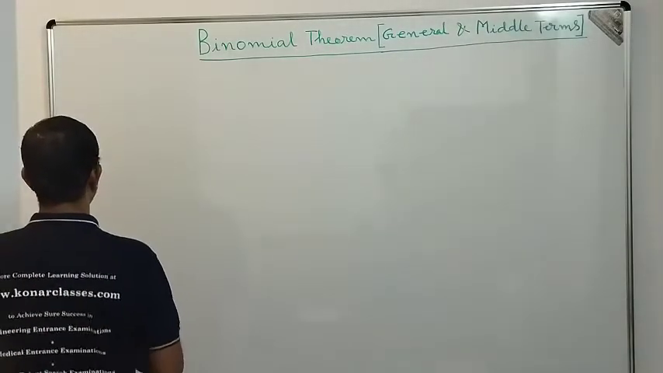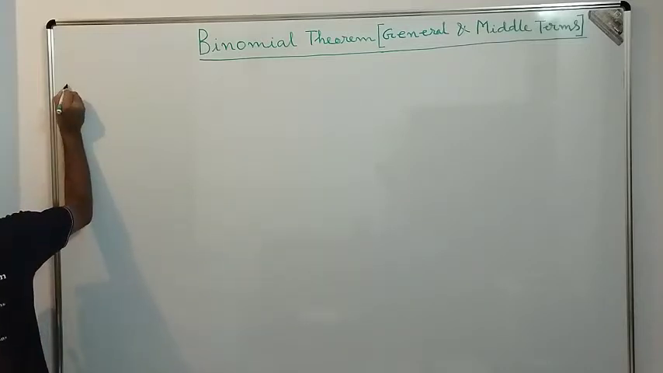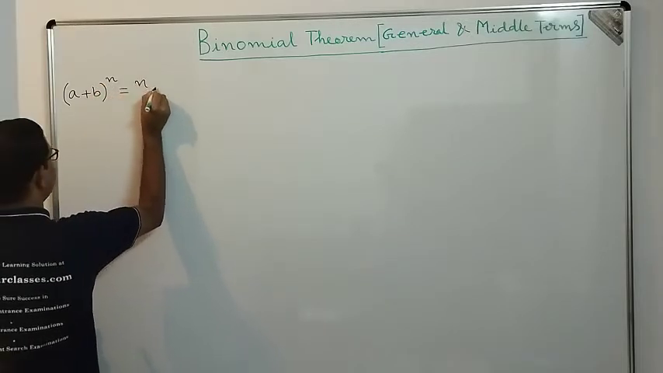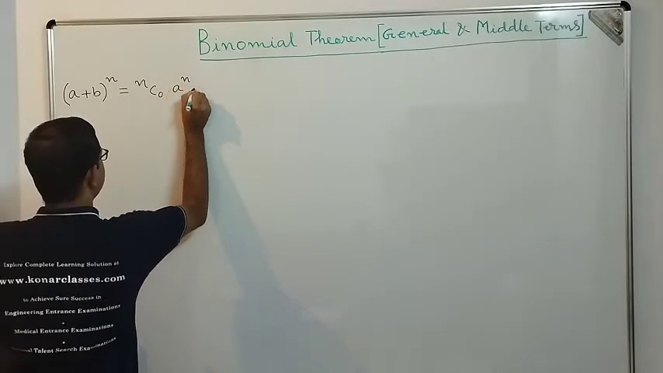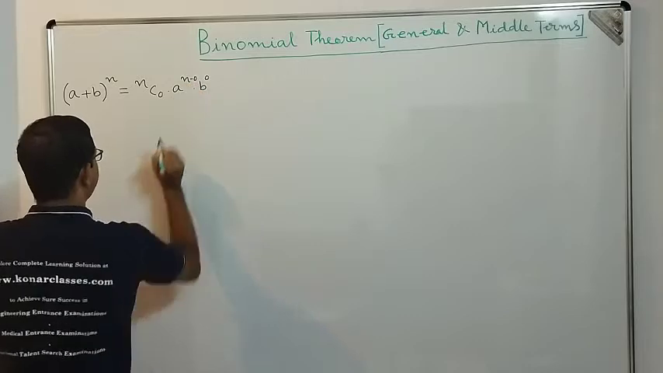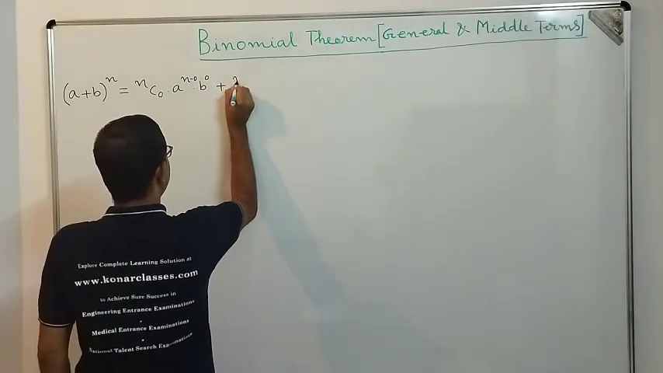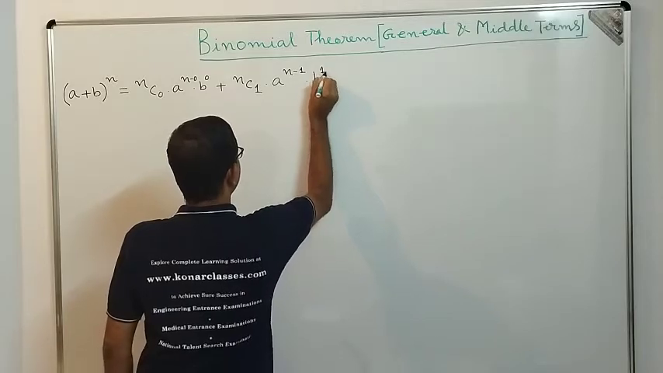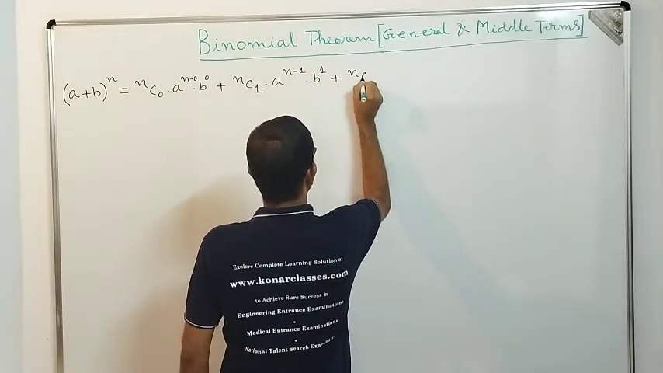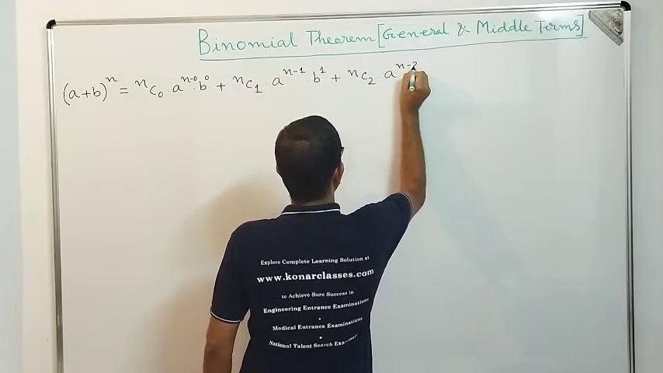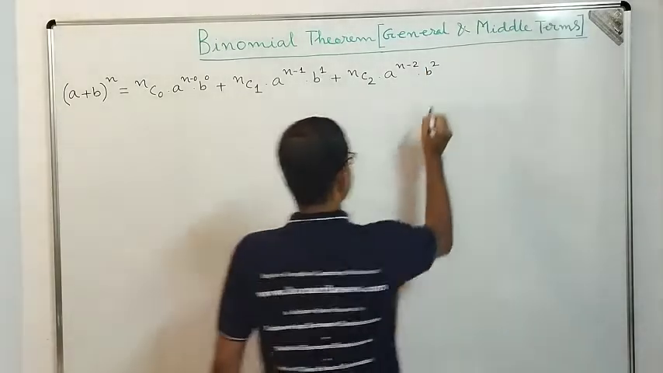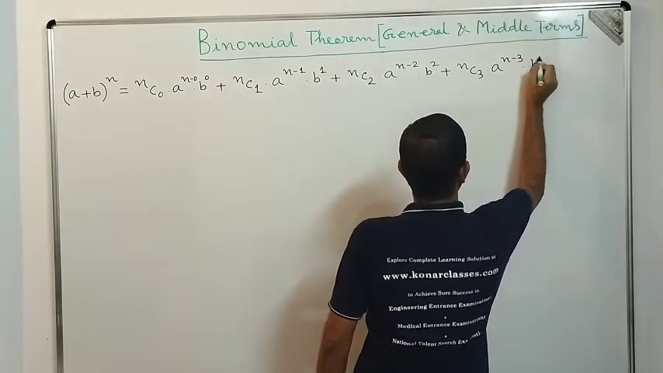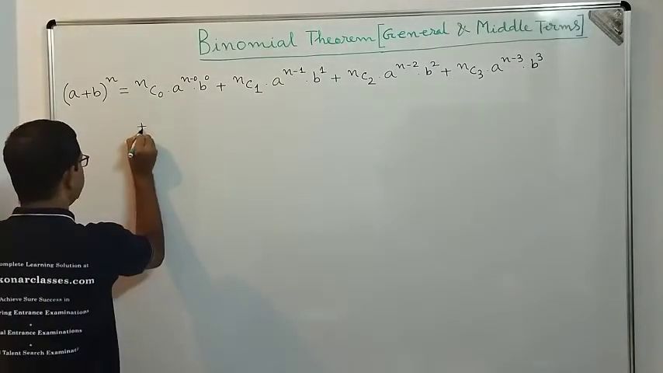So dear students, if you recall, the expansion of (a + b)^n is equal to nC0 into a^(n-0) into b^0, plus nC1 into a^(n-1) into b^1, plus nC2 into a^(n-2) into b^2, plus nC3 into a^(n-3) into b^3, and in that way it will continue.